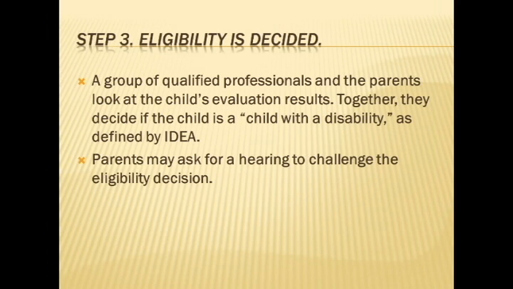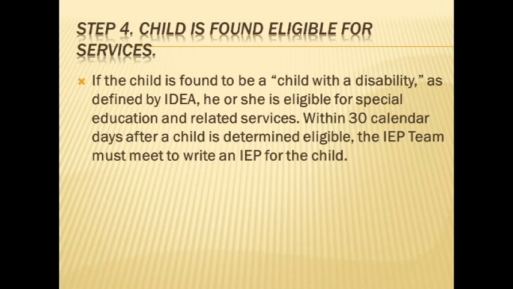Once again, if the team determines that your child does not have a disability and you disagree, you may ask for a hearing or an independent educational evaluation to challenge that eligibility decision. But if your child is found to be eligible for services, then within 30 calendar days, there has to be an IEP team meeting. That's an Individualized Education Program meeting to write an IEP for your child.